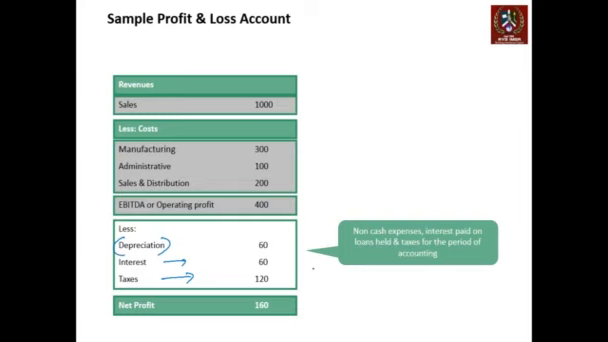More on this when we look at a live example and understand that in more detail. But primarily, that is how a sample profit and loss statement would look for any given company. Next session would talk about the cash flow statement. We close this one here.